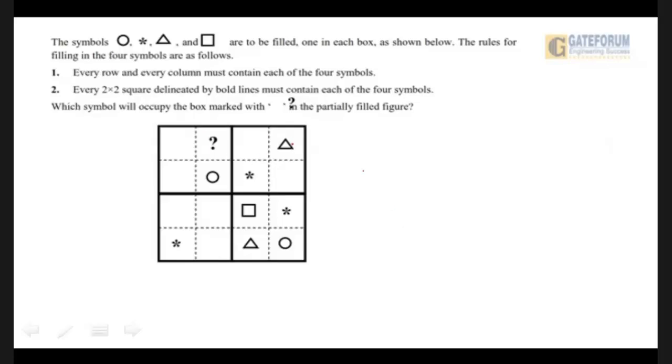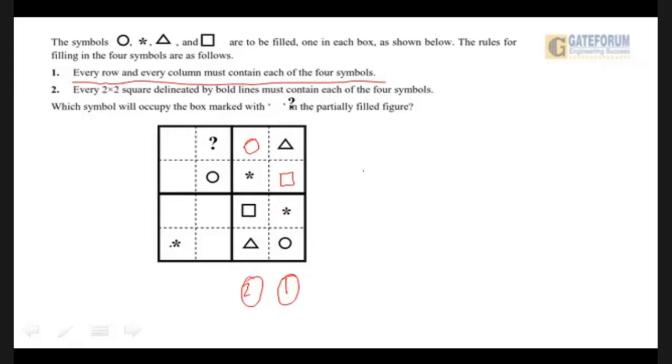First and foremost, in this first row, or rather first column, see what is missing? It is only the square that is missing. So I promptly put in the square. In the second column, what is missing? It is only the circle that is missing. So this must be the circle, because they have said every row and every column must contain each of the 4 symbols. So that is done.